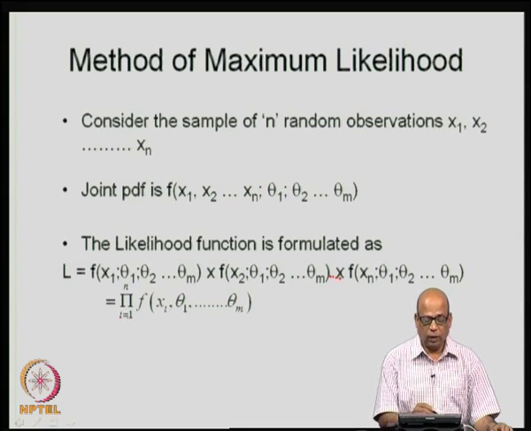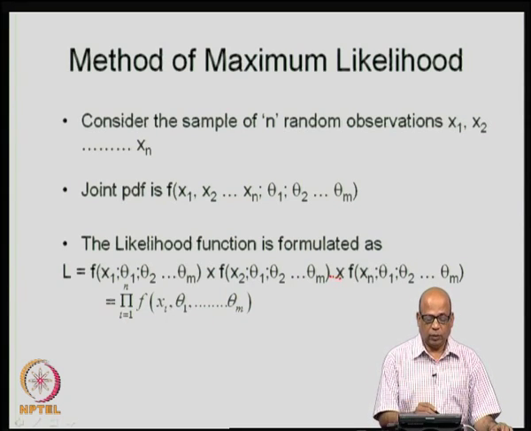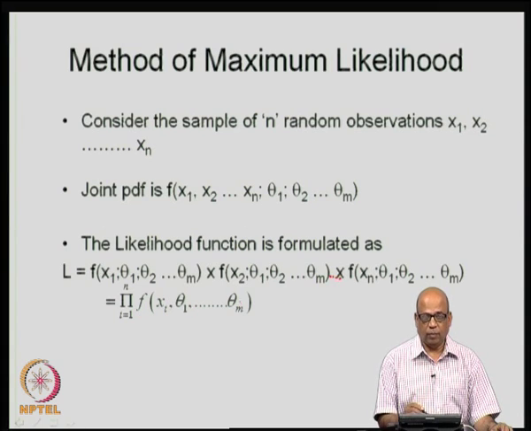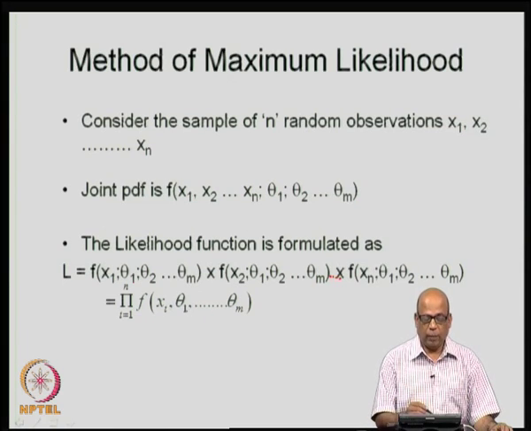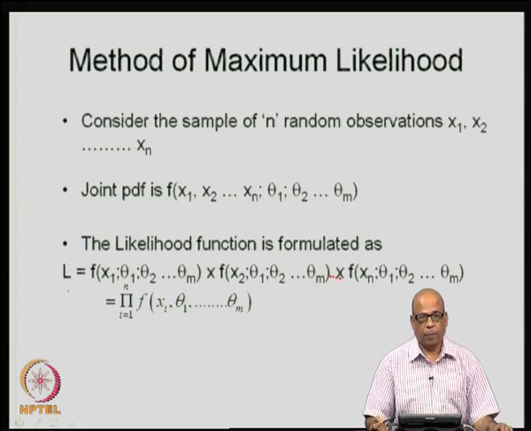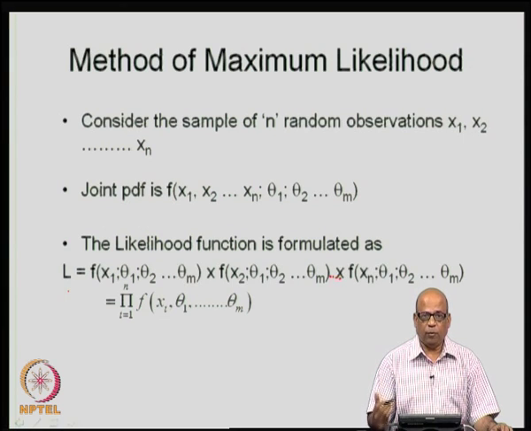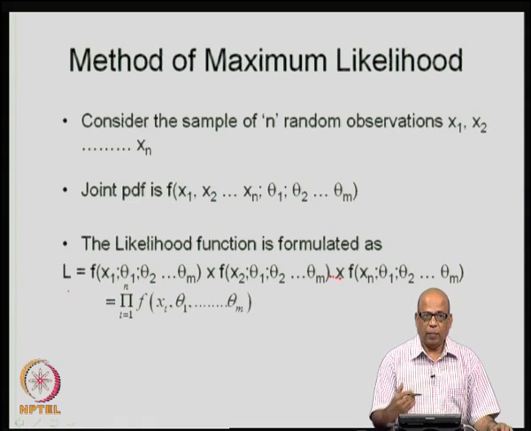So, we first define the likelihood function as the product of f of x i theta 1, theta 2, etcetera, theta m, over i is equal to 1 to n. This is the likelihood function, and we are seeking those parameters theta 1, theta 2, etcetera, which will maximize the likelihood L, which means we are looking for that set of parameters theta 1, theta 2, etcetera, theta m, which results in the maximum likelihood of obtaining this particular sample x 1, x 2, etcetera, x n. That is the principle here.